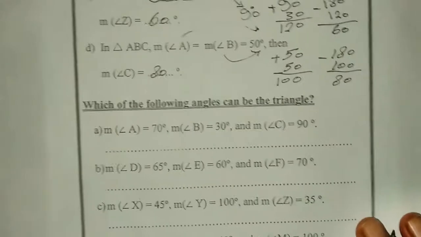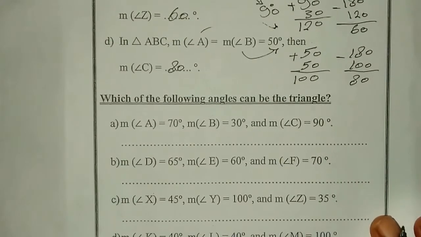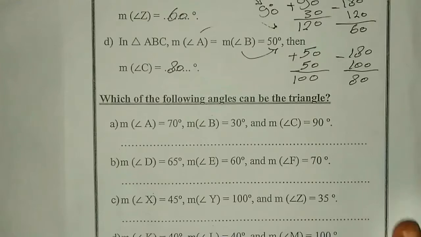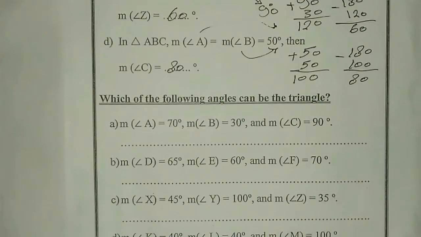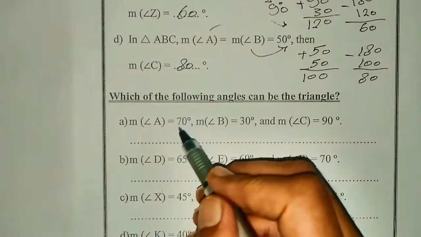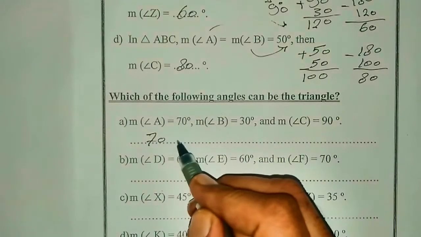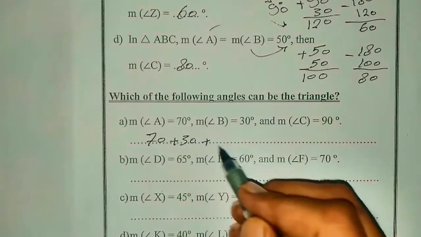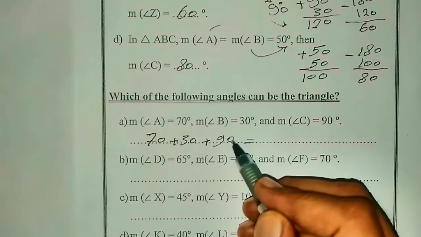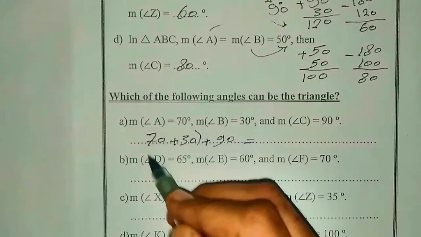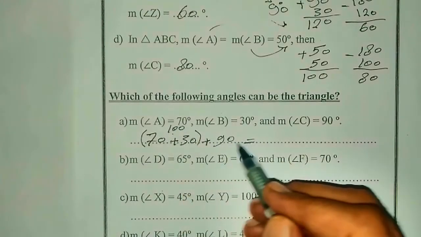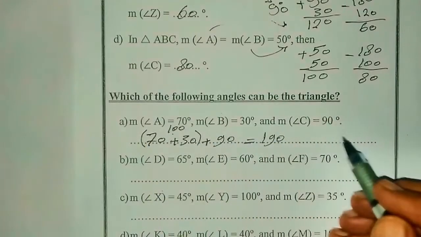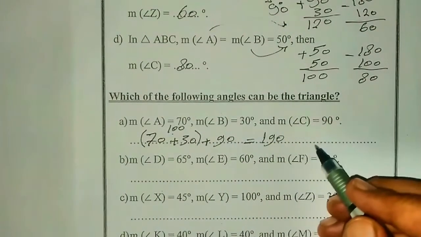The third exercise: which of the following angles can be the angles of a triangle? The summation of the three angles must be equal to 180. So, first, add 70 plus 30 plus 90. The sum must be equal to 180. 70 plus 30 is 100. 100 plus 90 is 190. These angles can't be in the same triangle.